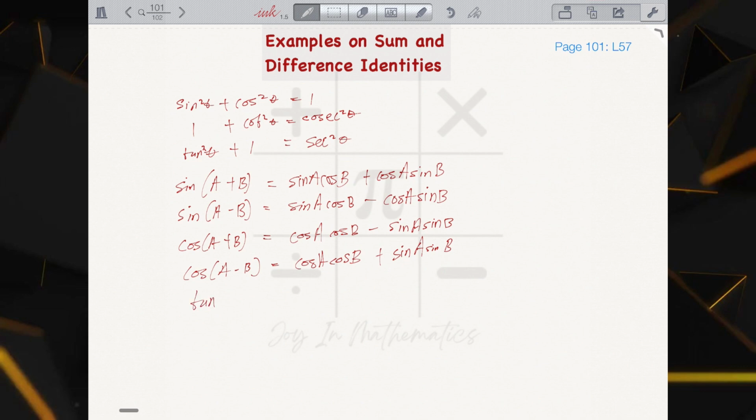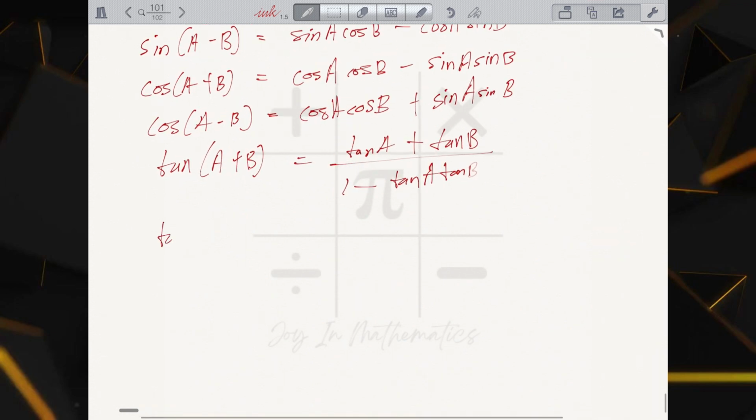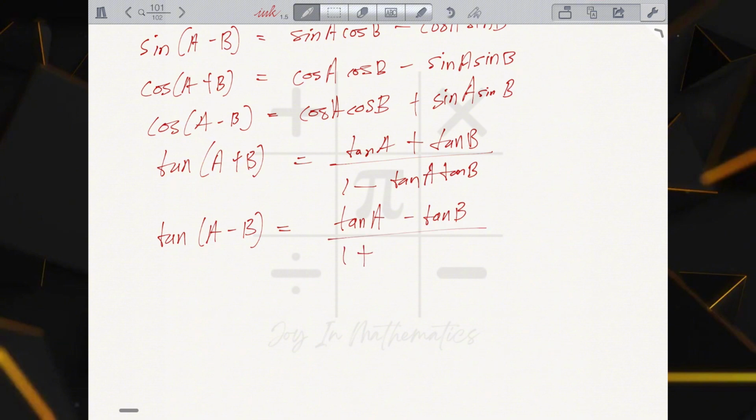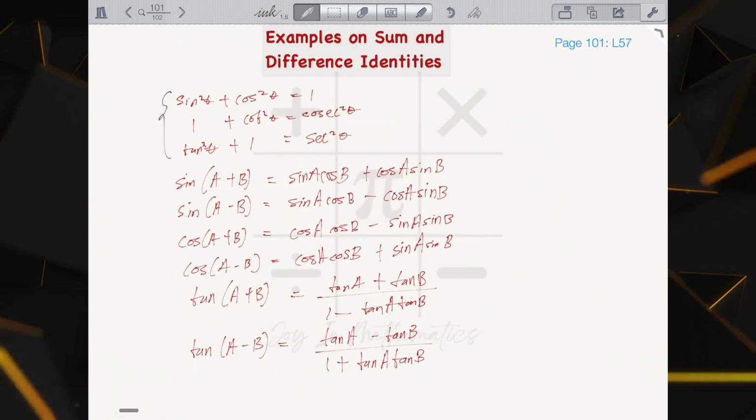And moving on to tangent, we have tan of A plus B equals tan A plus tan B, divided by 1 minus tan A tan B. Then tan of A minus B will have tan A minus tan B divided by 1 plus tan A multiplied by tan B. So we have the three fundamental identities, and six identities that talk about the sum and difference identities.